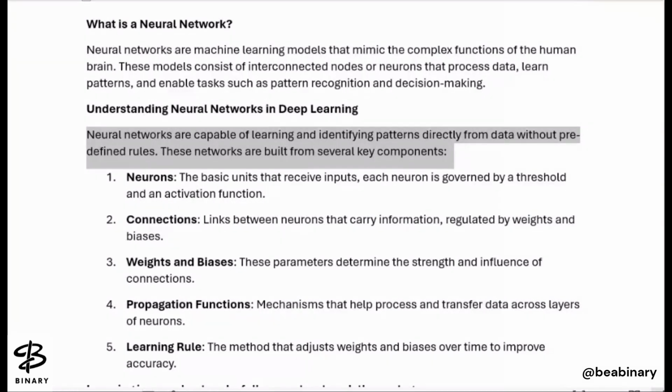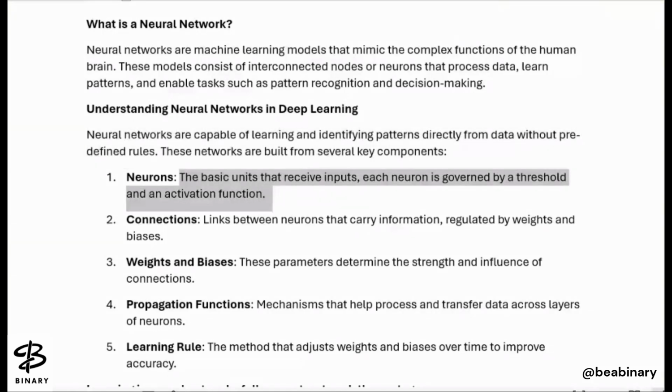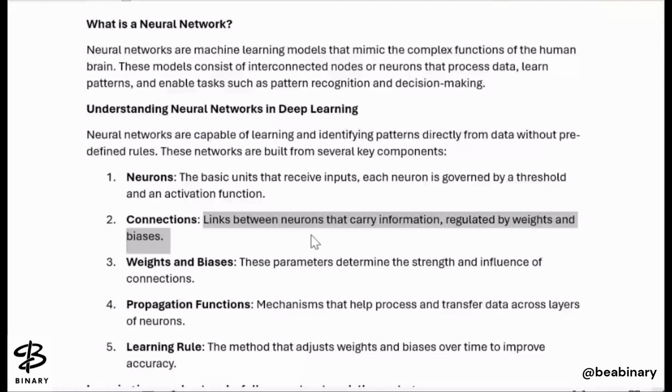First, the most important component, which is the basic unit of our brain, is the neuron. The neurons are the basic units that receive the input. Each neuron is governed by thresholds and an activation function. Then there are the connections between the neurons, the links that carry the information, regulated by the weights and the biases. These parameters determine the strength and the influence of a connection.